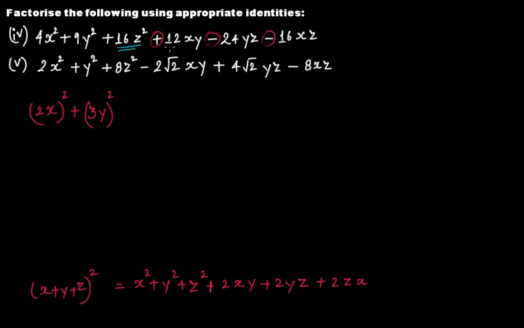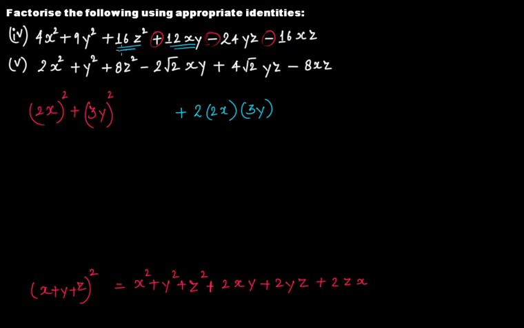Here you have 12xy, and it's positive, so write plus 2 multiplied by 2x multiplied by 3y. So 2 times 2 is 4, times 3 is 12, and 12 multiplied by x multiplied by y is 12xy. So we get positive. Now if you come to this next term, that is minus 24yz. Here our y is positive, here it's negative. It means that the term containing the variable z should be negative.